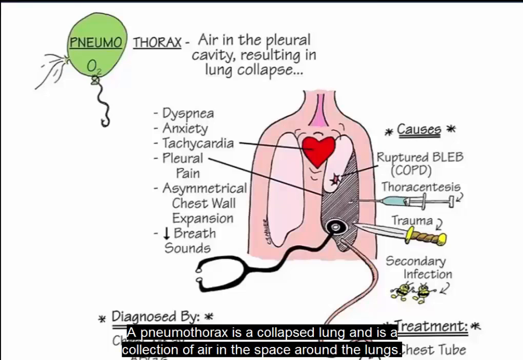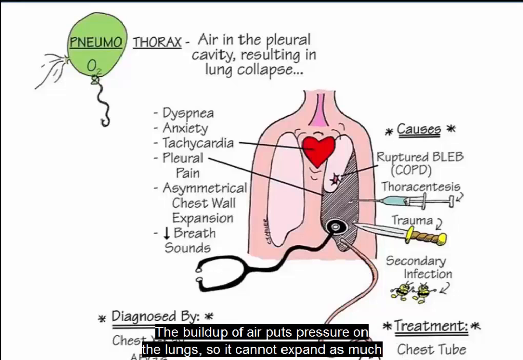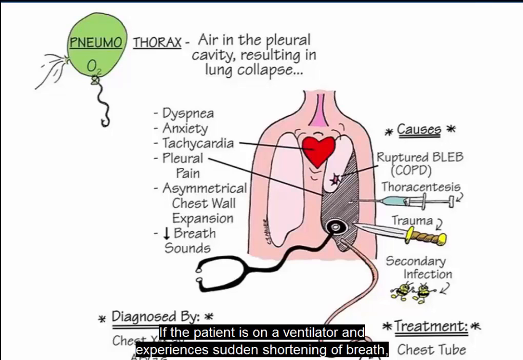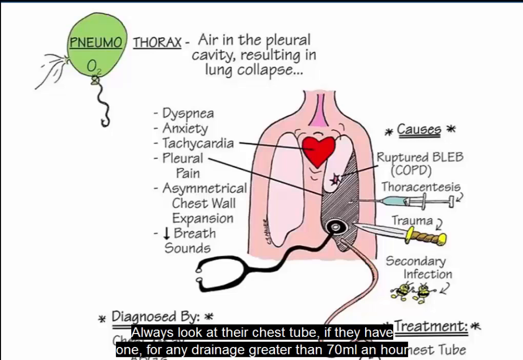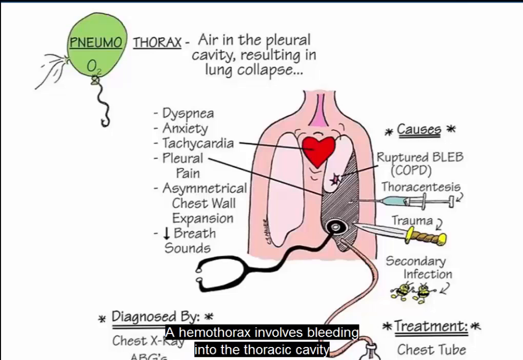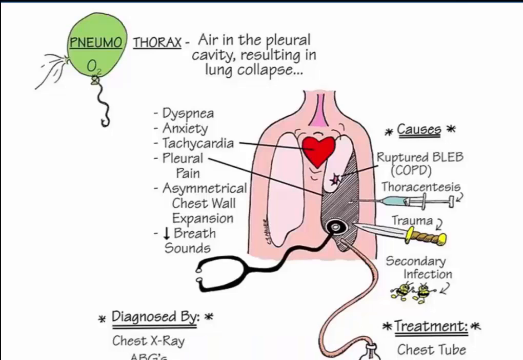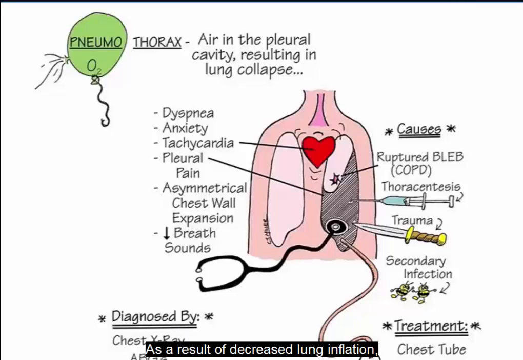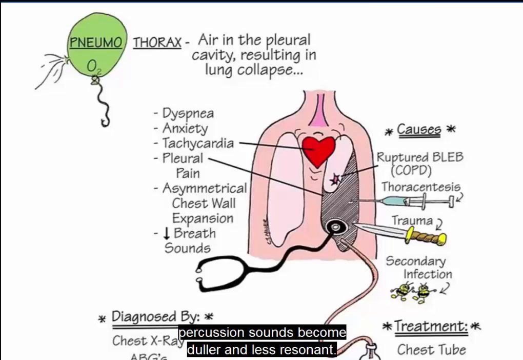A pneumothorax is a collapsed lung and is a collection of air in the space around the lungs. The buildup of air puts pressure on the lung so it cannot expand as much as it normally does when taking a breath. If the patient is on a ventilator and experiencing sudden shortness of breath, this could indicate dislodgement of the tube, occlusion of the tube, or a pneumothorax. Always look at their chest tube if they have one for any drainage greater than 70 mL an hour because that could indicate a hemorrhage. A hemothorax involves bleeding into the thoracic cavity and it decreases lung inflation on the affected side. As a result of decreased lung inflation, percussion sounds become duller and less resonant.